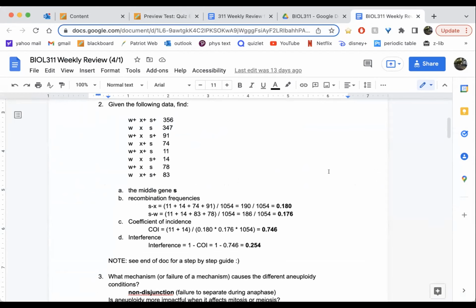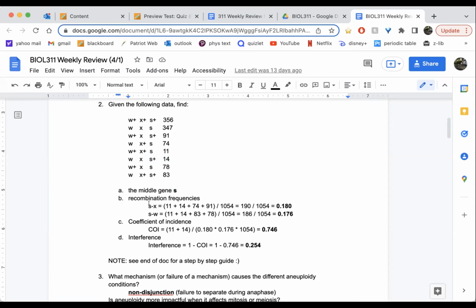Okay, yeah. So basically I'll give you a quick rundown. What you have to do is find out which one is parental and which one is your double crossover. Parental is always going to be your biggest group and double crossovers are always going to be your smallest. Then you compare your double crossovers to your parents, and whichever gene doesn't match is going to be your middle gene. So we found that it was S.